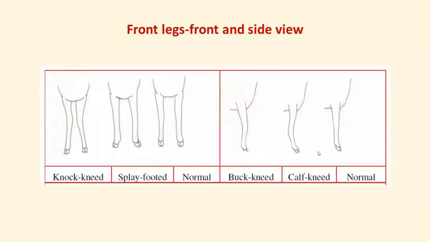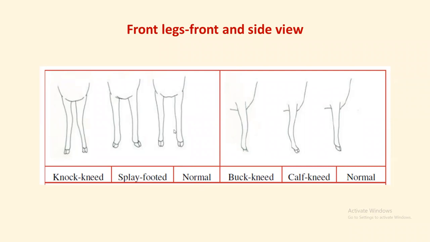Now here you can see the front legs, how the front leg of the buck should be. If you see the front leg from the front side in the first part of the diagram, these are the three leg patterns. The third is the normal. Compare the knock-kneed, splay-footed, and the normal legs, the normal front leg of the animal. You should select an animal which has normal front legs.